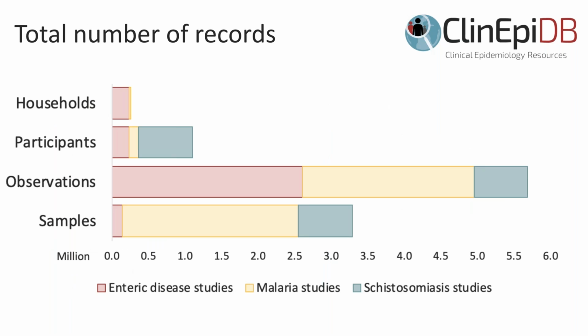And overall, at the moment, we have data on over 1 million participants, and you can see the breakdown between how many of those are in enteric disease versus malaria versus schistosomiasis studies. And a lot of these studies that we have loaded have a longitudinal component, so they'll follow the same person over time. And so we have over 5.5 million observations on these participants and over 3 million data on samples coming from these participants. So there's a lot of data that's currently in the site. And as I mentioned before, we're loading new studies constantly. So that number is increasing pretty much every 2 months.